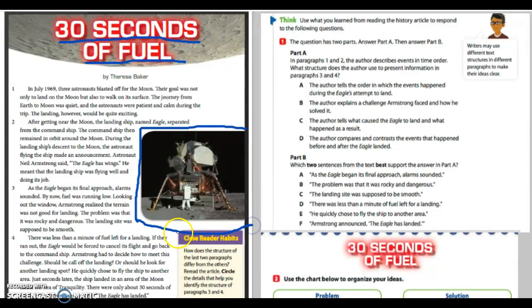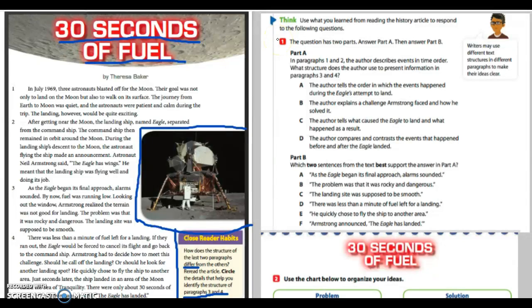There's also this box, closed reading habits, and that says, how does the structure of the last 2 paragraphs differ? I'm going to underline differ because that means different from the others. Reread the article and circle the details that help you identify the structures in paragraphs 3 and 4. I'm going to underline that part because that is what it's telling us to do.